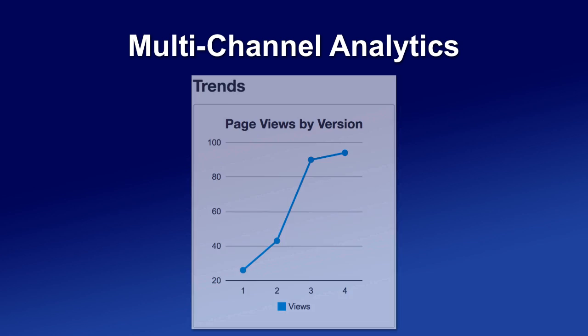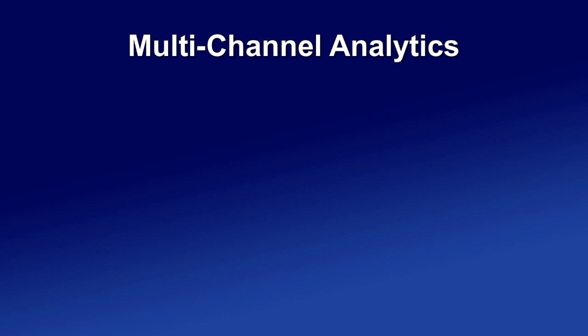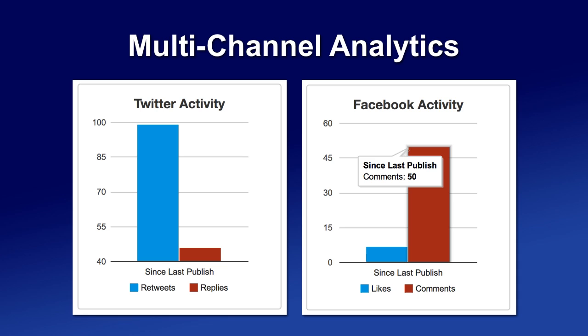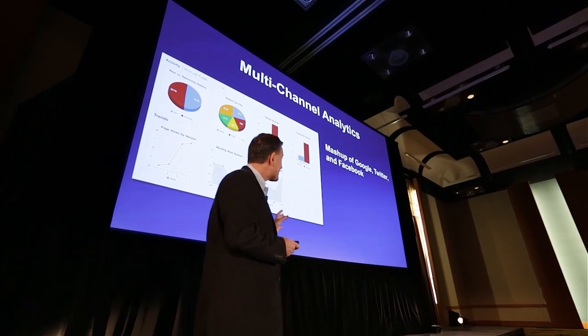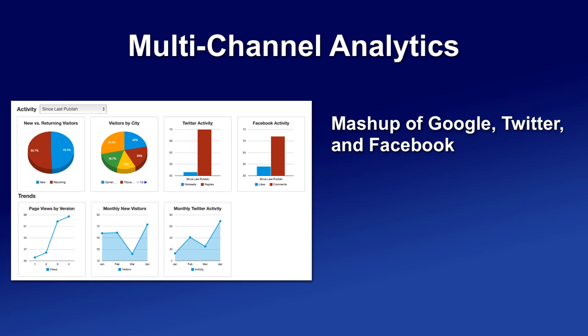Here's an example of page views by version. Every version, every time you've modified that page, it's tracked against the Google Analytics. Here's Twitter activity, Facebook activity, and these graphs are interactive, so very application-like and very simple for your end users to get the information that you want them to have. And a mashup of Google, Twitter, Facebook, all in one view is a perfect complement to everything that your users are looking for today in terms of understanding what they're doing and the effects of that.